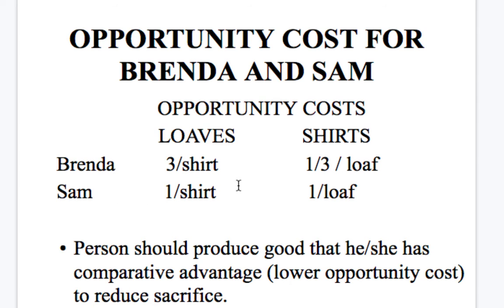Where Sam has a 1-to-1 ratio. He could either make 1 loaf of bread and the opportunity cost is the 1 shirt, or if he creates the 1 shirt, his opportunity cost is the 1 loaf of bread. The person should produce the good that he or she has the comparative advantage with, the lower opportunity cost, to reduce the amount of sacrifice in that given market.